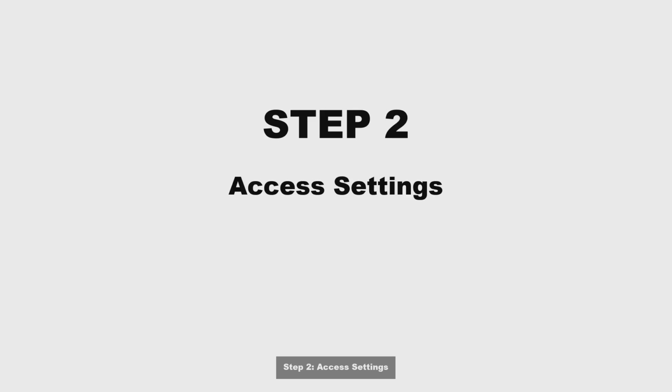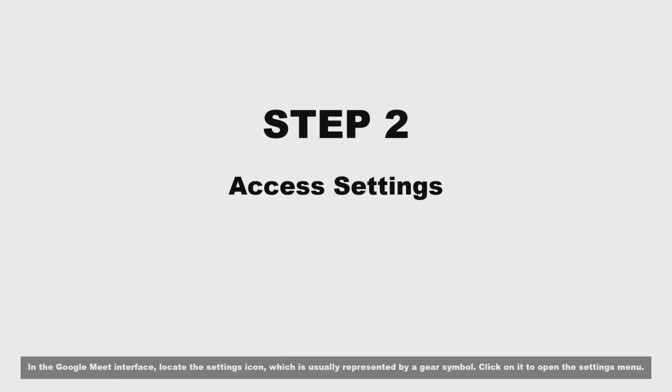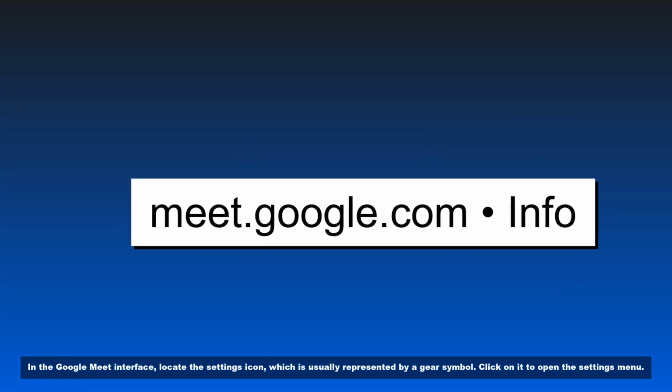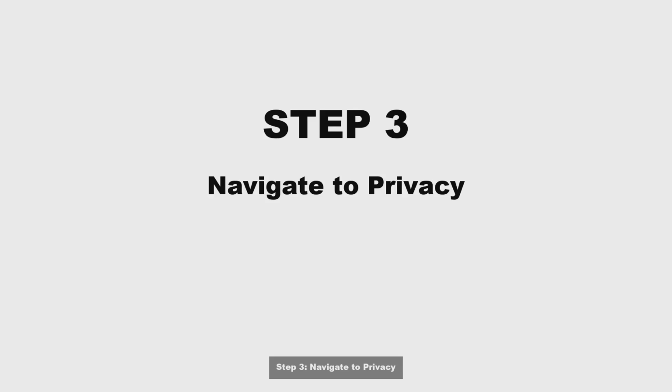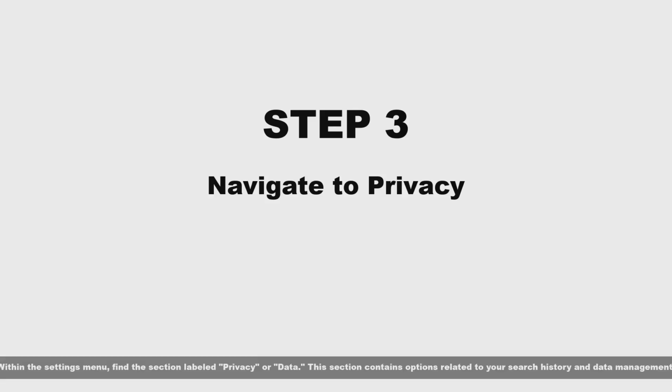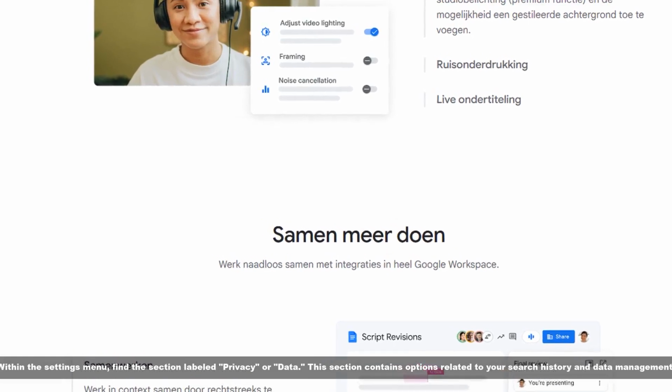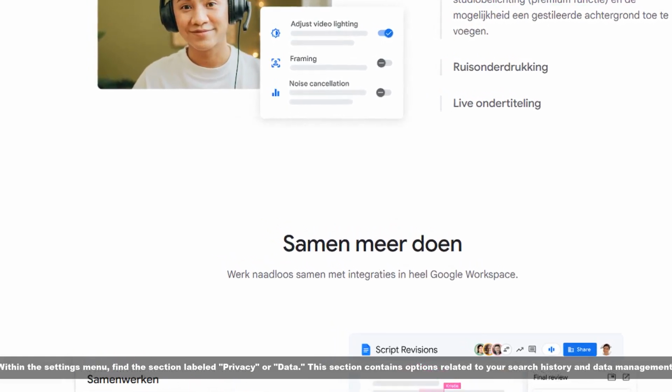Step 2. Access Settings. In the Google Meet interface, locate the settings icon, which is usually represented by a gear symbol. Click on it to open the settings menu. Step 3. Navigate to Privacy. Within the settings menu, find the section labeled Privacy or Data. This section contains options related to your search history and data management.